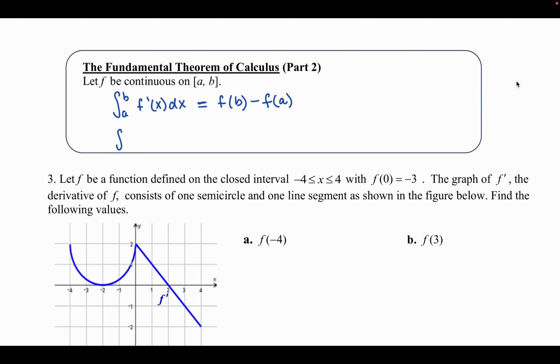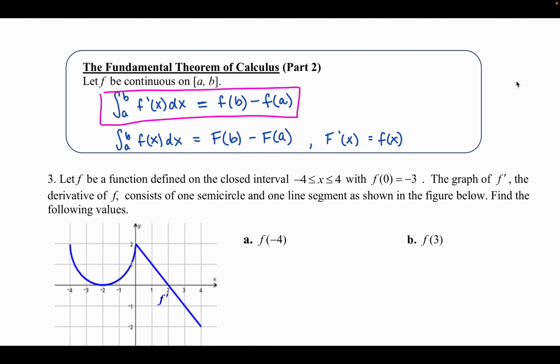Oftentimes you'll see it written like this: from a to b, they'll put f of x in the integral, and then they'll use a capital F function for the f of b minus f of a. So in this case, if you took the derivative of the capital F function, it would just be f of x. So f of x in this case is still your derivative. I think it's a bit easier to think about it the first way.